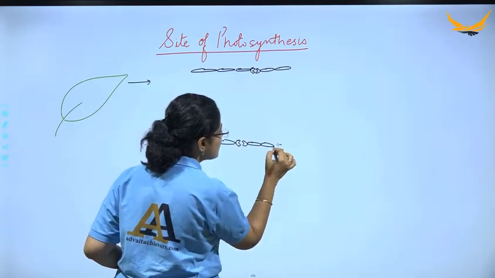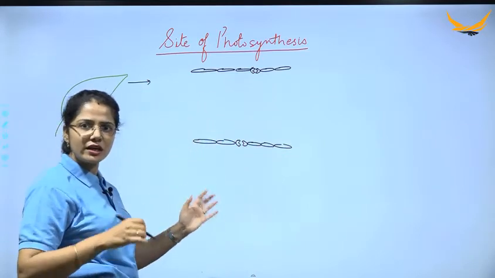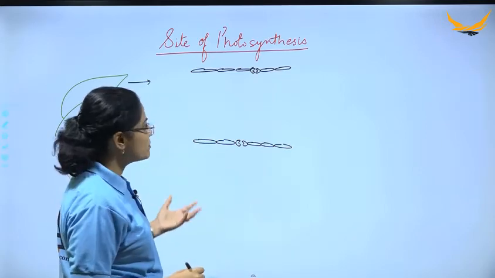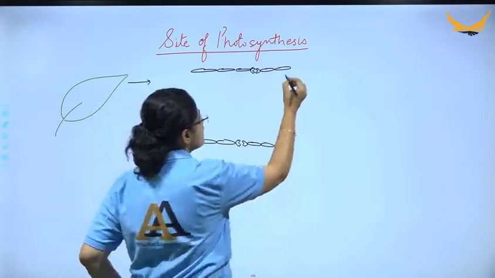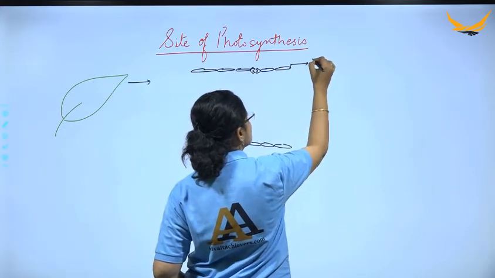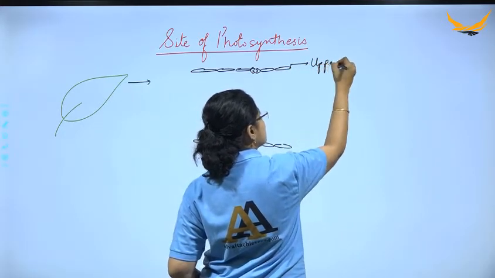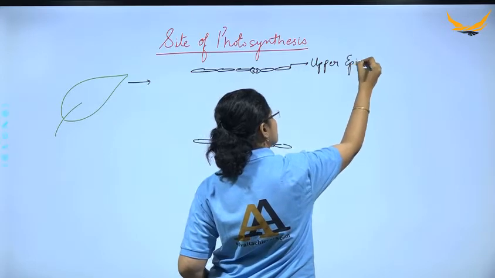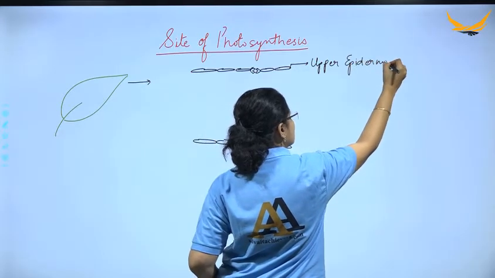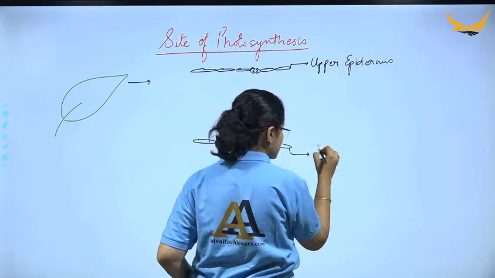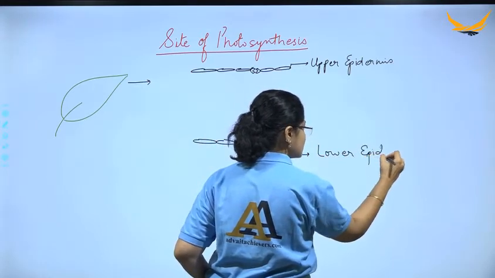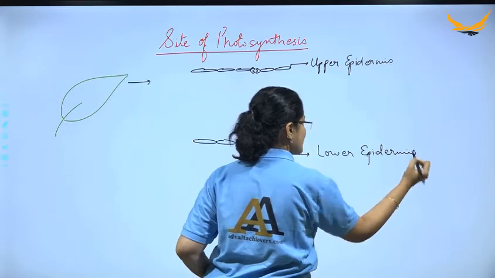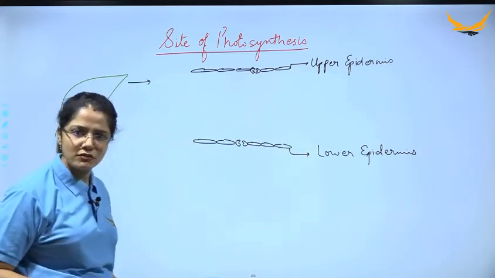Children, I am going to basically show you structures which we are right now going to talk about. So it may be that I have not labelled all of them, okay? All right. So this forms the upper epidermis. This is the lower epidermis. In between this is the mesophyll cells, correct?